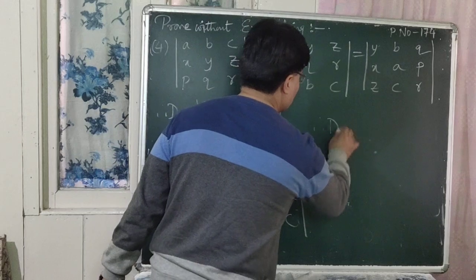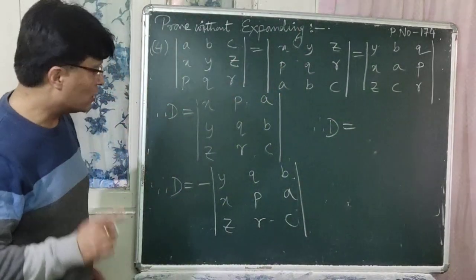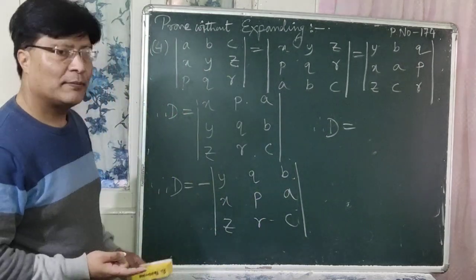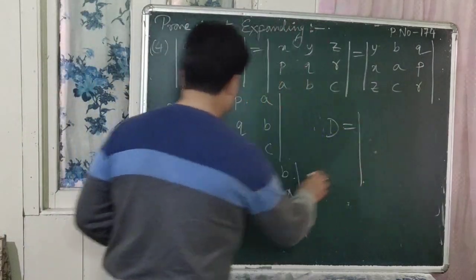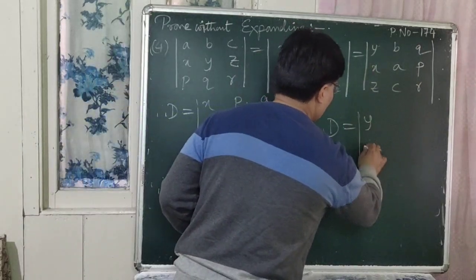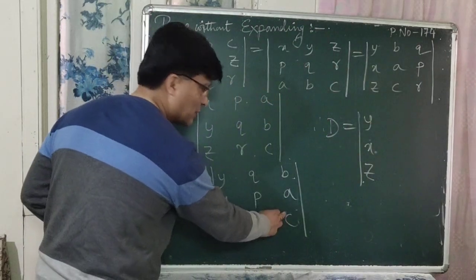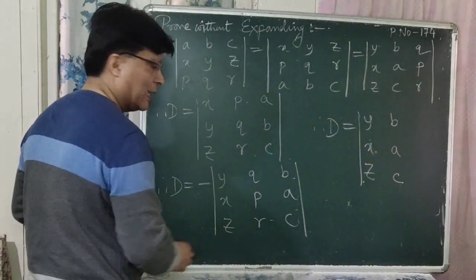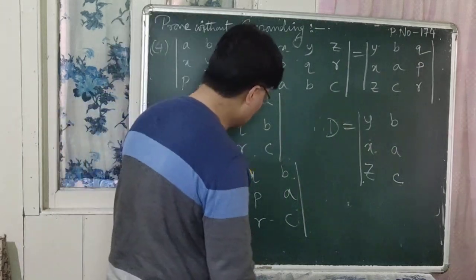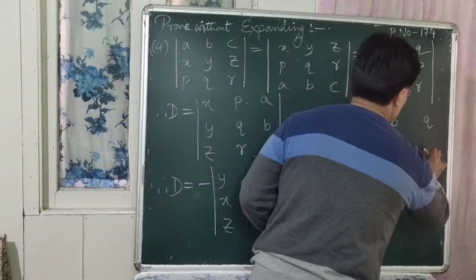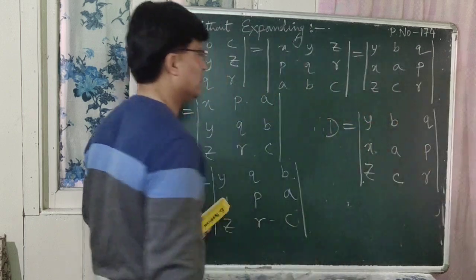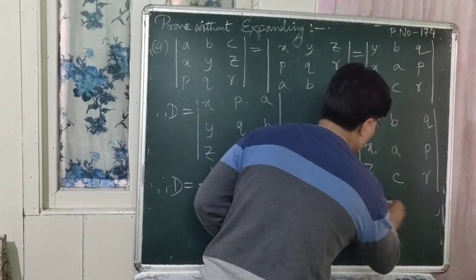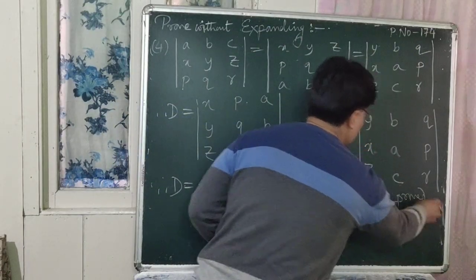So therefore D is equal to, here also if you interchange the second column and the third column, you have to change the sign. Minus becomes plus. So first column as it is, Y, X, Z. Now this third column becomes the second column, B, A, C. And this second column becomes the third column, that is Q, P, R. Okay? Understood? So we have proved this third determinant.